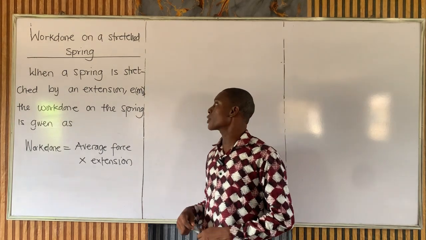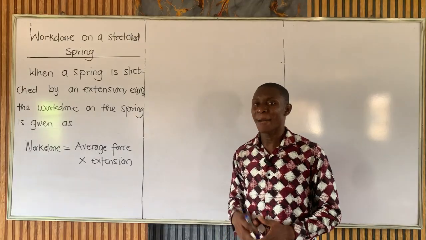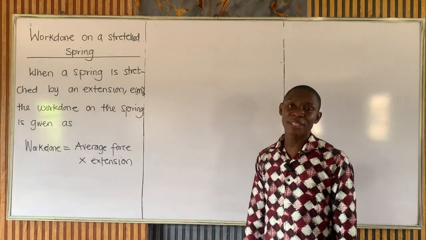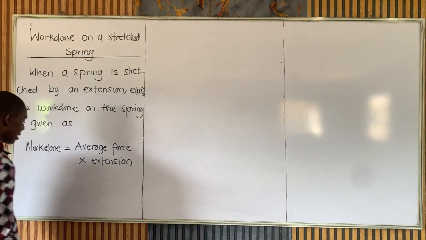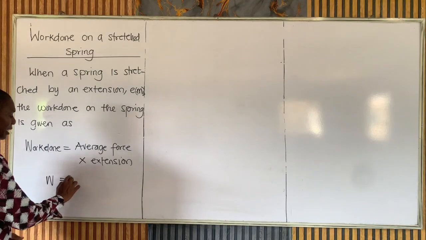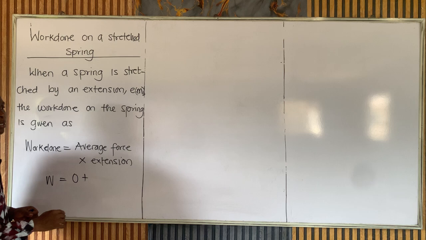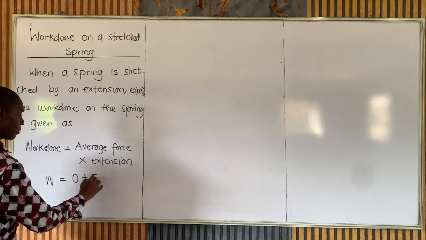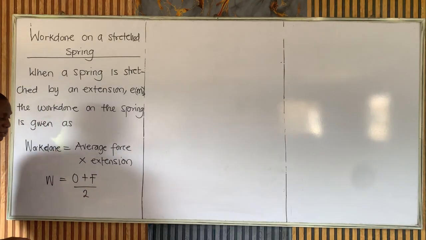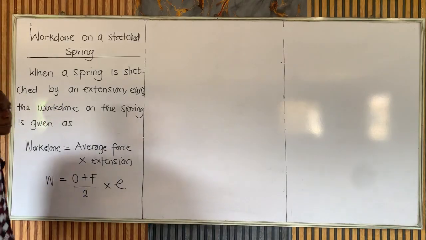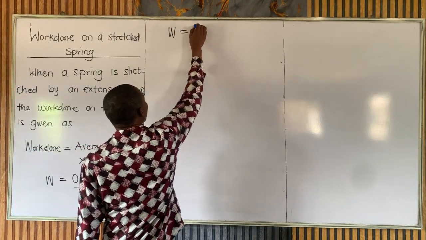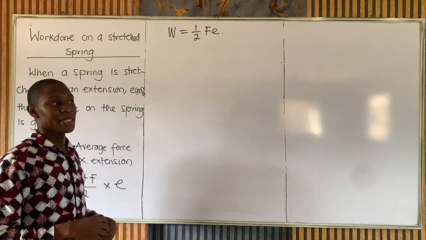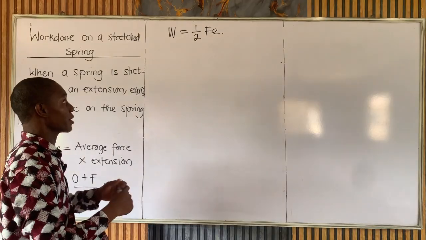Work done on a stretched spring. When a spring is stretched by an extension, let's say E, work is done on that spring, and the work done is given as average force times extension. Now we can say that work done is equal to, initially there's no force on that spring, so the force is 0, plus, meaning when it was not stretched, no force, that's 0. When it's now stretched by a force F, the addition of these two divided by 2 is what we call the average force. Average force times the extension E. So eventually we can say that work done W is giving us half Fe. This is the formula for the work done by an extended spring or a stretched spring.